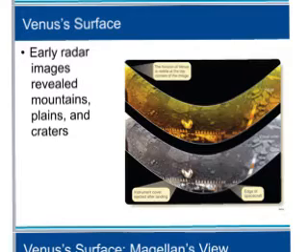In all the NASA missions that explored Venus's surface, radar imagery is pretty much the technology responsible for revealing the Venusian surface. Early radar images revealed that there are definitely mountains on the surface of Venus, as well as plains and craters.